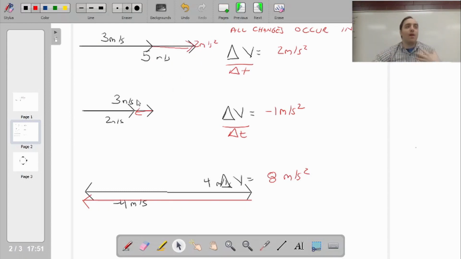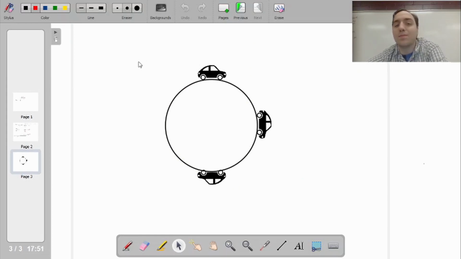What happens, however, when we start moving in a circle? So the world is not made of perfect circles. There are very few of them out there, but there are some places where they do exist, roundabouts, for instance, or in most cases, you can model going around a corner or a curve as a circle, and it's close enough to work. Now, to start, let's talk about how fast we're going at each of these points.